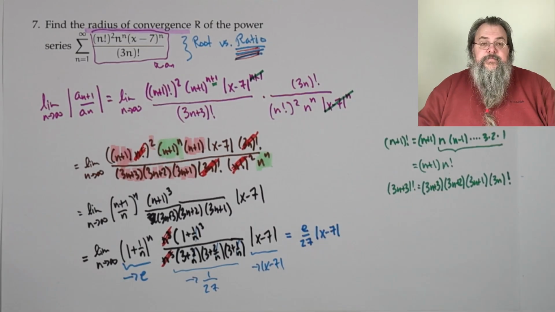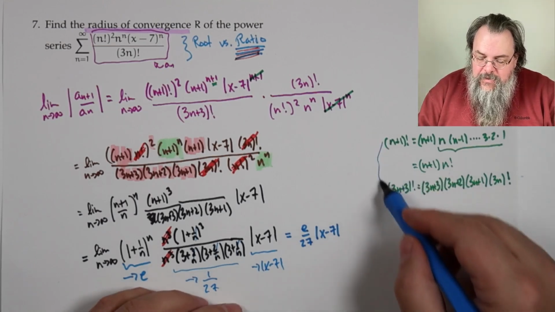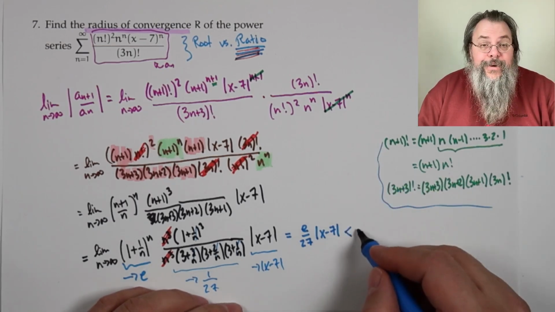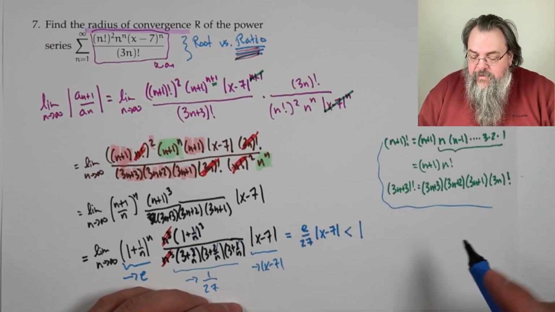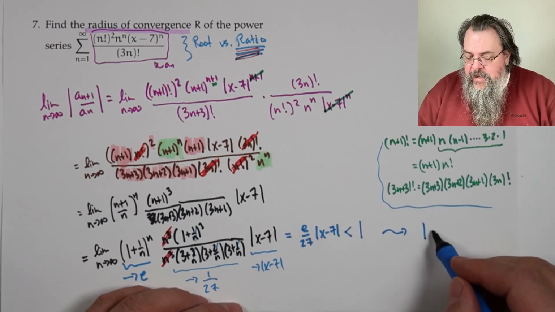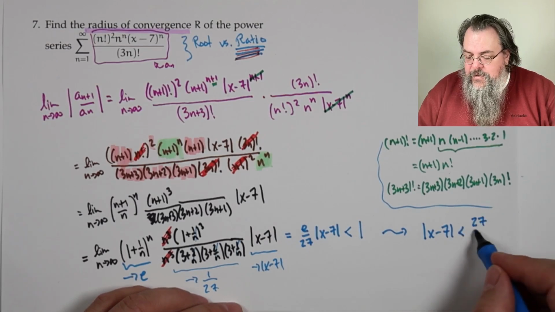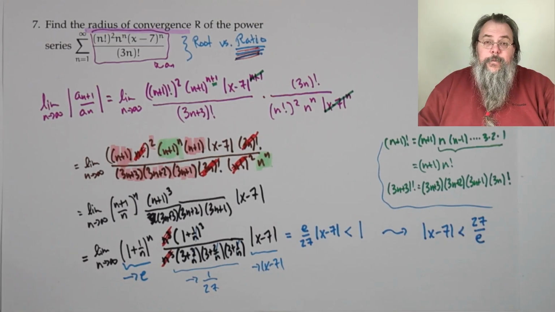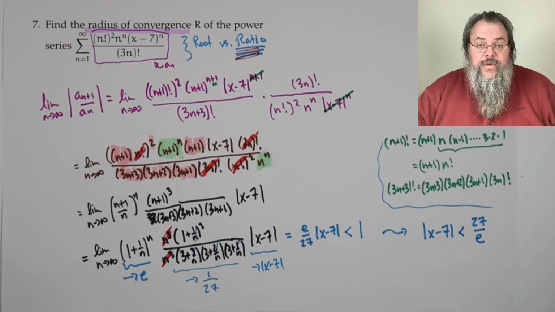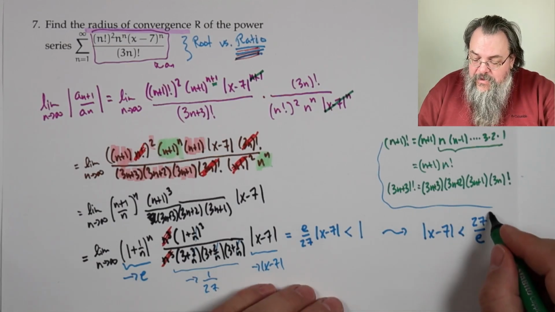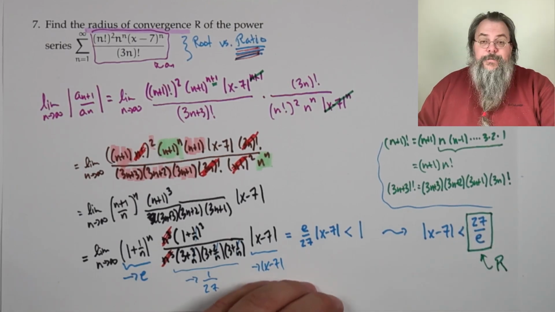Now, in order to converge, we want this to be less than 1. So we're going to just move this across, and that tells us that absolute value of x minus 7 needs to be less than 27 over e. And we're in the right form. Absolute value of x minus a is less than 27 over e, which is our R. So this here, this is our answer. This is our R. And we're done.